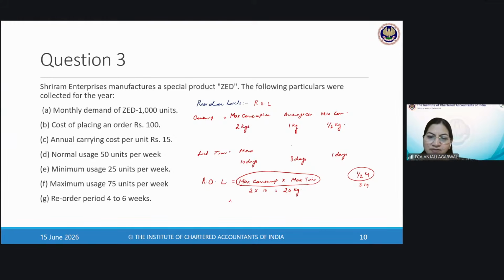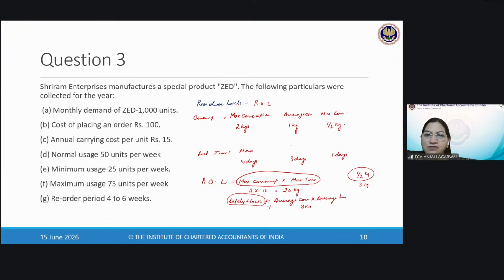However, if you keep some safety stock with you, then you can also go ahead with average consumption into average time. So generally what will happen normally, 1 kg is the consumption and 3 days is the average time within which you will get the raw material. So 1 into 3 kgs, you can place your order at 3 kgs. Plus, what happens if it takes maximum consumption, or if it takes more than 3 days, it takes 10 days? You will have some safety stock on which you can rely upon.